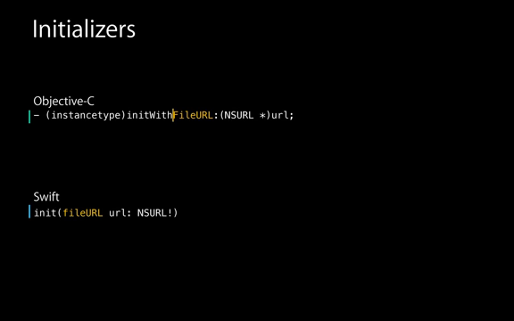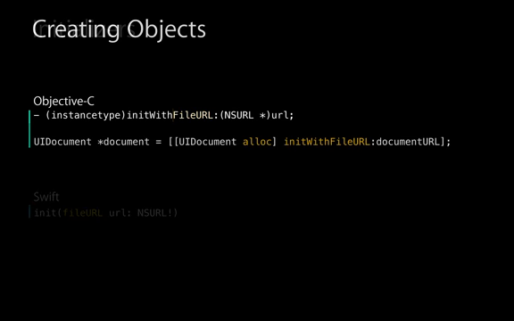Now, why do we do this? Well, let's look at how we build objects in Objective-C versus in Swift. So in Objective-C, you do an alloc on your class, and then you immediately send it an init message to initialize the object. These two steps are almost never separated.